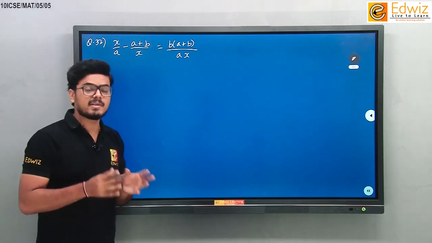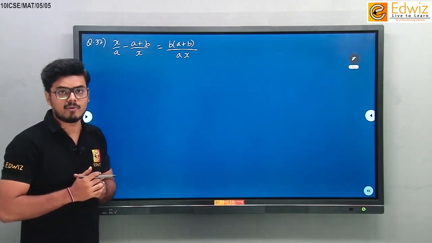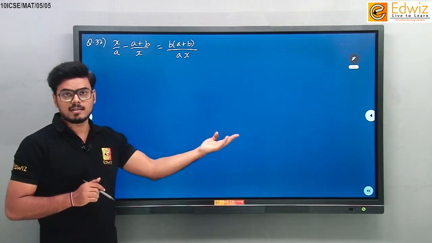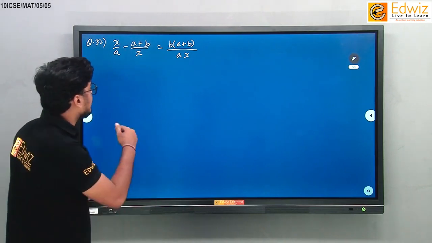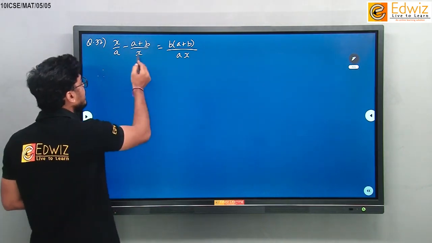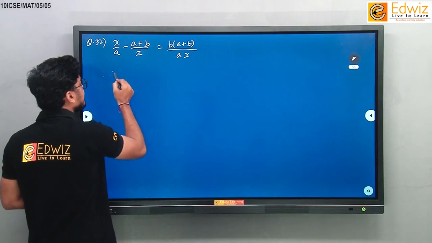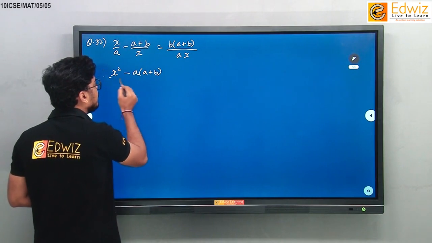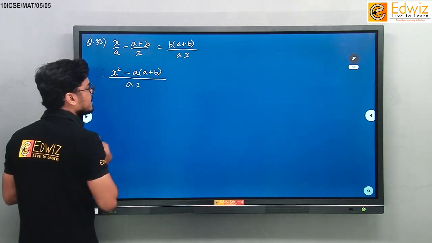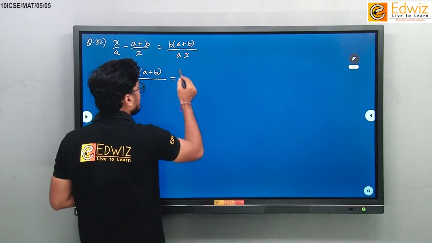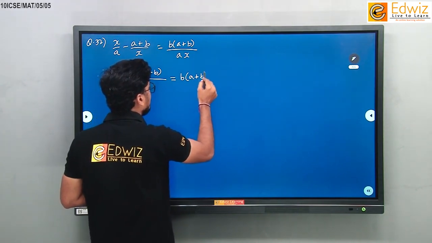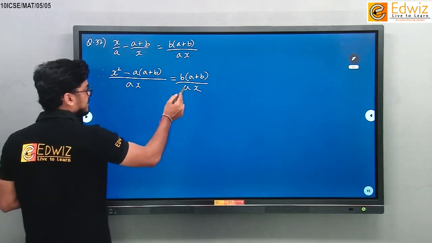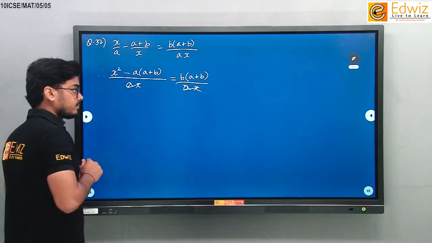What we will do here is we will try to bring this equation to its standard form. In standard form we need three terms only on one side, on the other side it should be just 0. Let us try to solve it. So here if I cross multiply, you will get x square minus a multiplied by a plus b divided by a into x, correct? And this will be equal to b multiplied by a plus b divided by a into x. So on both the sides the denominator is same, so we can just cancel it out, correct?